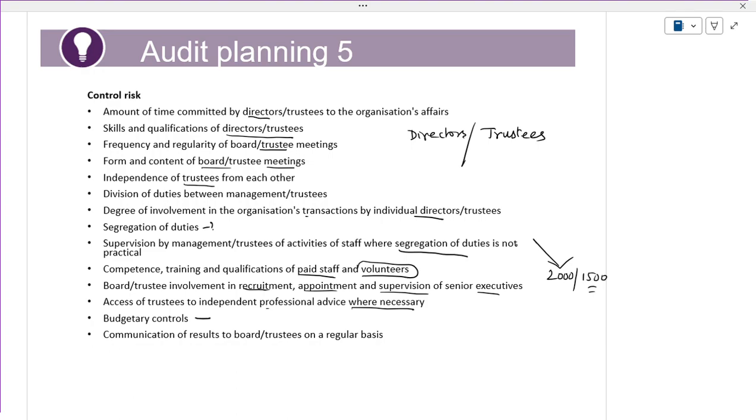And you will have a budgetary control system. You will have the budget, low cost budgets, or very fixed budgets. And most importantly, communication of results to trustees on a regular basis. In this, I don't want to say, but two or three points are repeated so many times. Those three points, I will make very clear: segregation of duties. You are talking about the board meetings. They repeat this again and again. And most importantly, paid staff and volunteers.